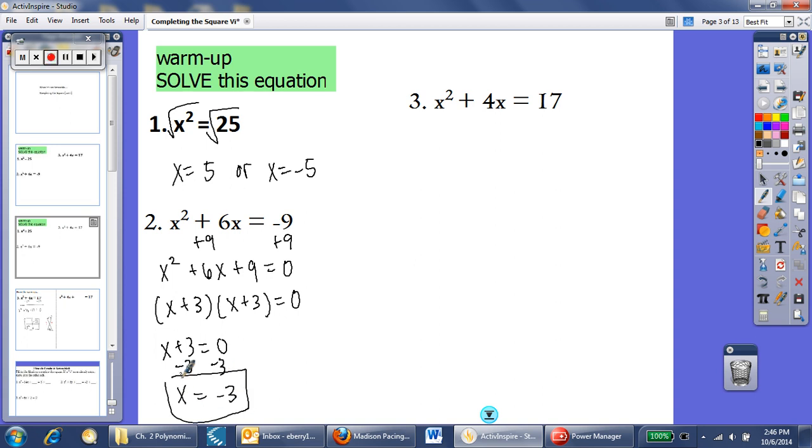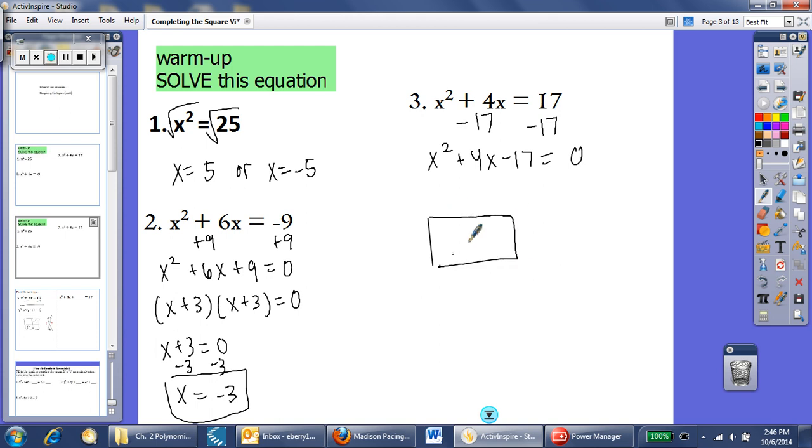Now looking at number 3, same thing here. I need to move the 17 to the other side so that I have all 3 terms on the left. I get x squared plus 4x minus 17 equals 0. This one, I'll go ahead and draw out.